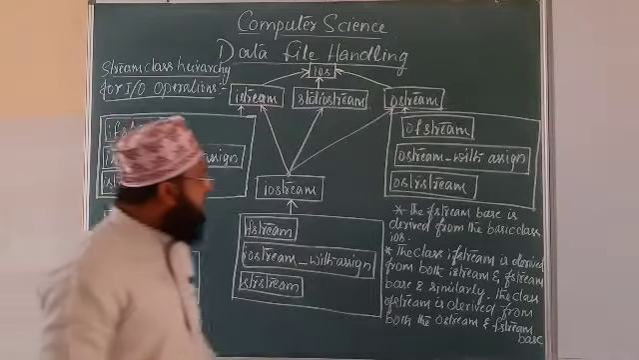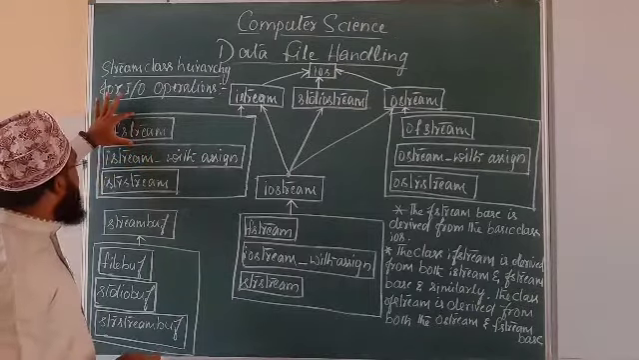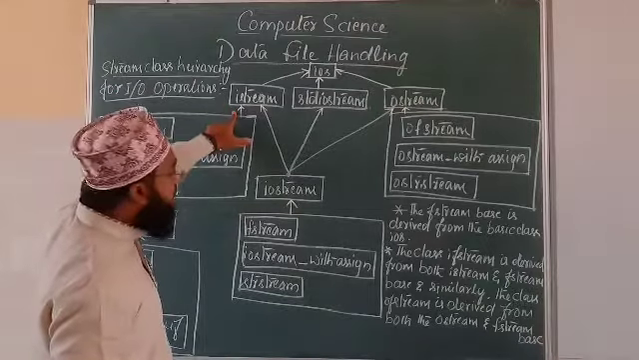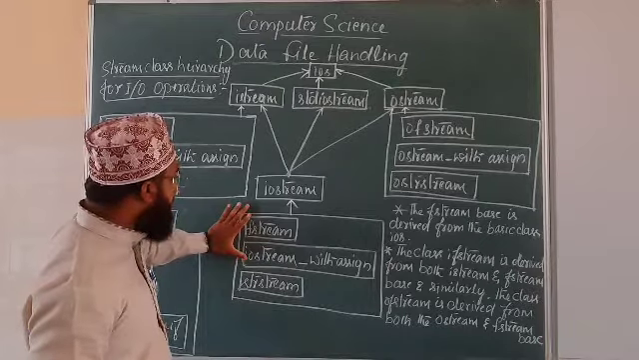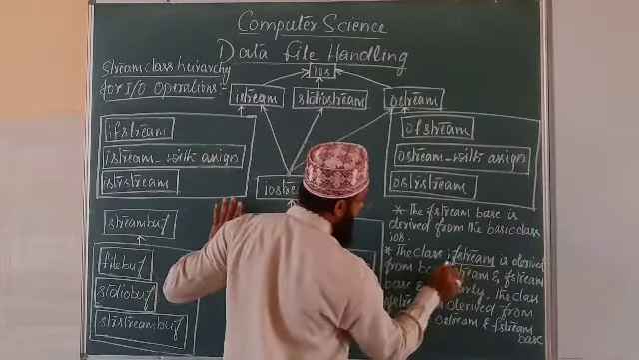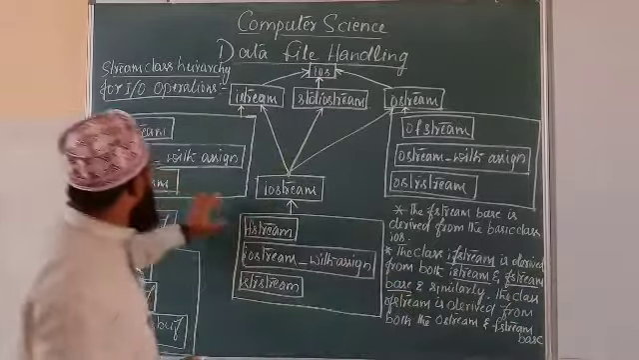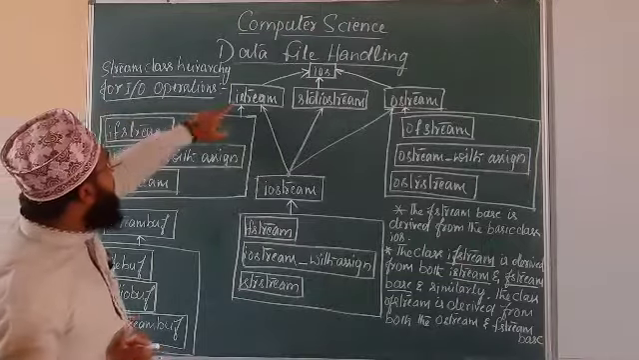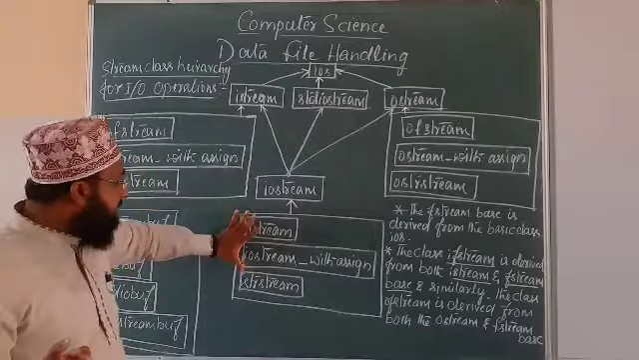Next, the class ifstream is derived from istream and fstreambase. Look here, the class ifstream, just this class, is derived from both istream and fstreambase. One is from istream, another one is from fstreambase.